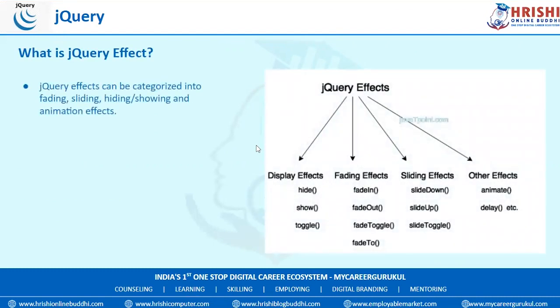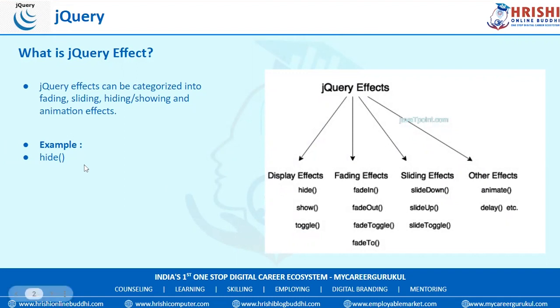jQuery effects can be categorized into fading, sliding, hiding, showing, and animation effects. That means a jQuery effect is basically what happens when you click on some particular paragraph. In the last session, we learned about jQuery events, in which we used to hide a paragraph, show a paragraph, and focus and blur an element. Now, all these are some kind of effects, like the hide effect and the fade in, fade out effect. If I press enter, this second line that was hidden has been faded in. So it has given a fade in effect.